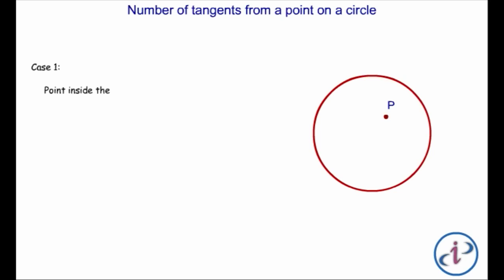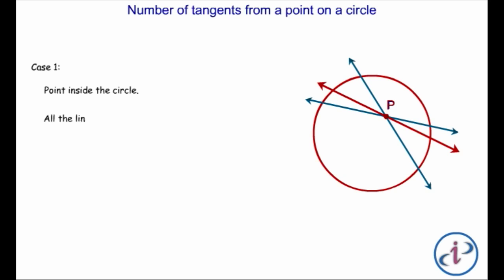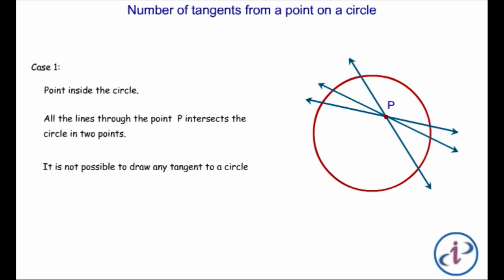Let us learn how many tangents can be drawn from a point to a circle by an activity. Draw a circle on a paper. Take a point P inside the circle. Can you draw a tangent to the circle through this point? You will find that all the lines through this point intersect the circle in 2 points. It is not possible to draw any tangent to a circle through a point inside the circle.